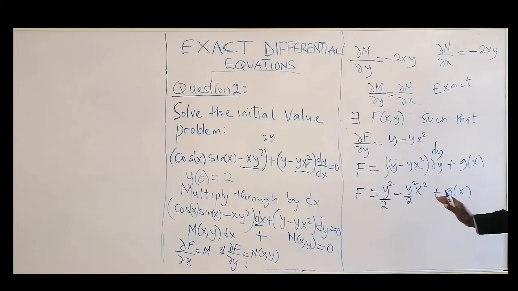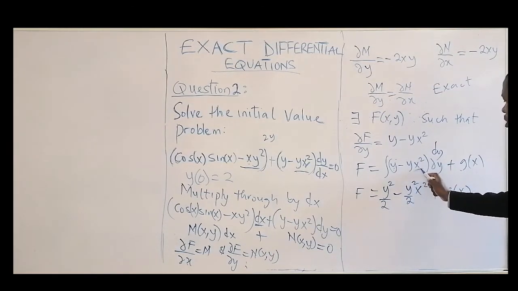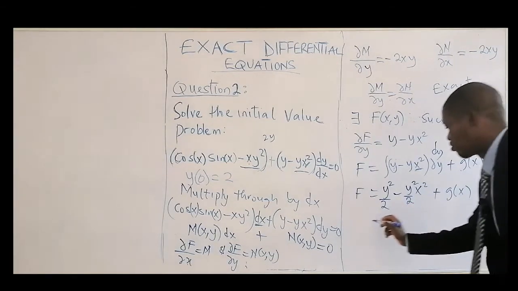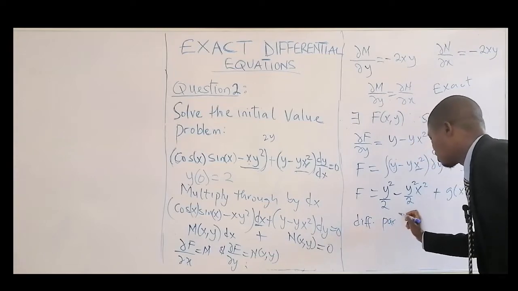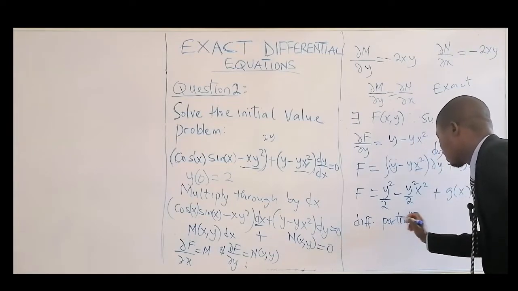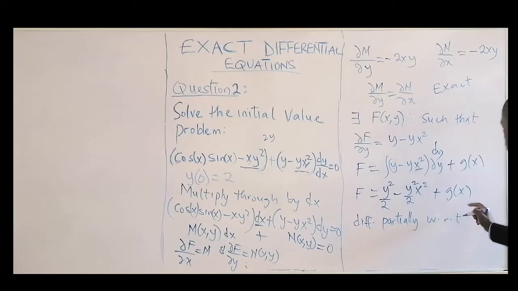And this will now become, I'm only integrating this one. This will be y squared over 2, and this one will be kept as a constant. That's what we have now. Then the next thing to do is to differentiate partially with respect to x, so that we can get the value of this. That's our target now. We want to get the value for g of x.